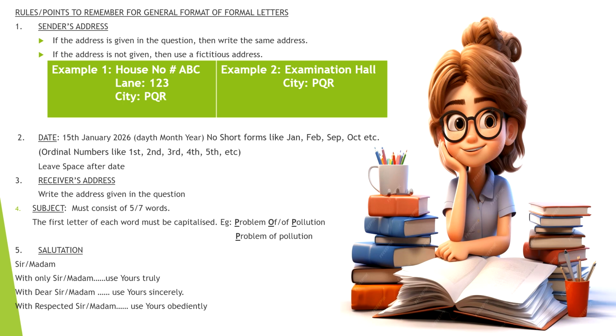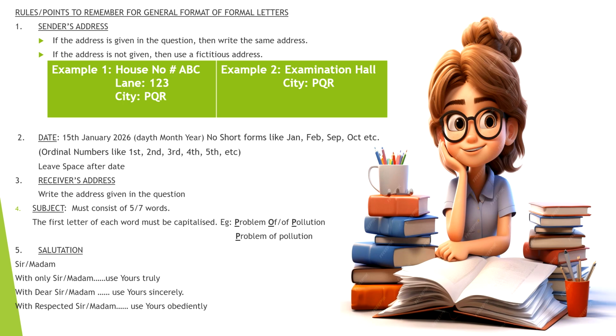Then we come down to year. We will write down 4 digits of the year. For example, 2026. After date, leave space. Then come down to receiver's address. Mostly, receiver's address is given in the question, so no problem. Write down the address which is given in the question. In case any lane or something is missing, then use a fictitious address like ABC, XYZ. But mostly in CBSE question papers, the receiver's address is properly given.